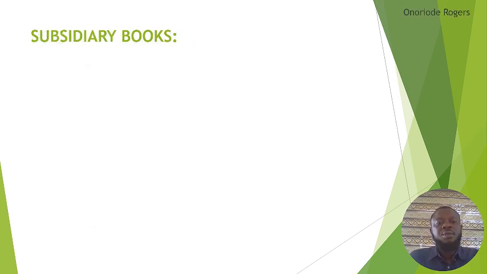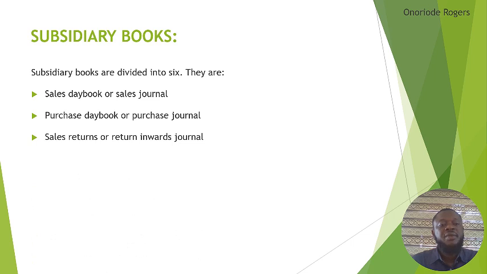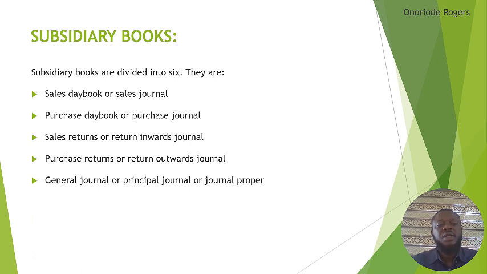Okay, the subsidiary books, let's list them. We have the first one, which is the Sales Daybook or Sales Journal. We have the Purchase Daybook or Purchase Journal. Then we have the Sales Returns or Return Inward Journal. Then the Purchase Returns or Return Outward Journal. Then we have the General Journal or Principal Journal, which we can also call the Journal Proper. And then the cash book. Let's take them one after the other.